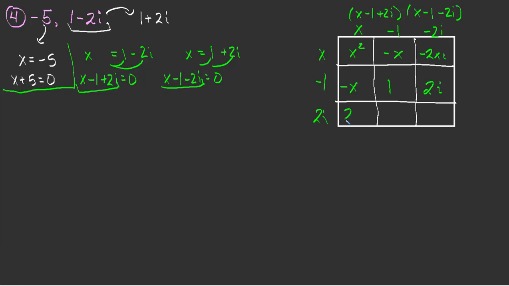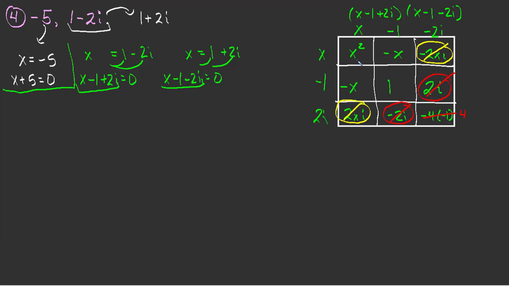2i times x gives me that positive 2xi. 2i times negative 1 gives me a negative 2i. And 2i times negative 2i. So 2 times 2 is a negative 4. i times i is negative 1. So that's better written as positive 4. Oops, I'm writing something different than what I'm saying. So looking for sets that can cancel. Those can cancel. They're exactly the same, but opposite sign. And these can cancel.